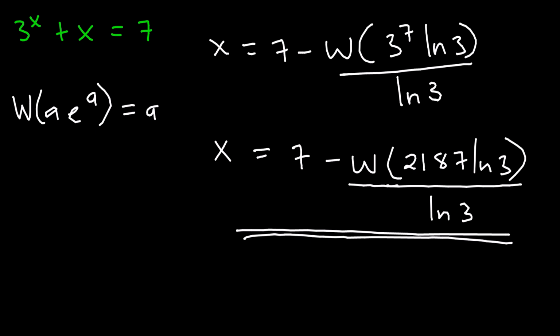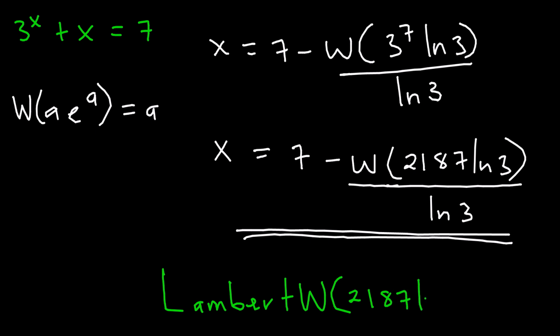So you open up Wolfram Alpha and type in Lambert W without spaces, open brackets, 2187, and then ln3, close brackets. And the answer you will get will be approximately 5.994.